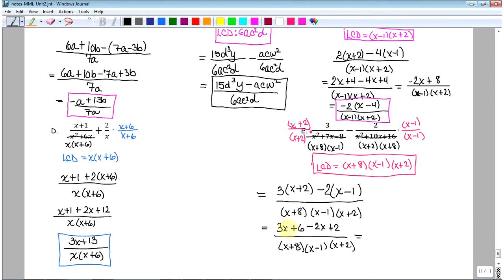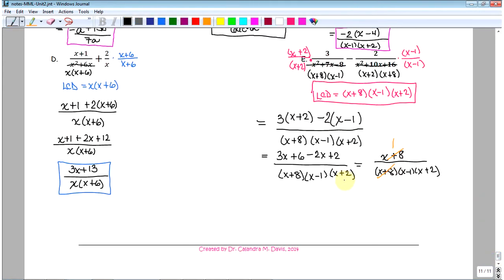When you combine your like terms, we'll have an x plus 8 in the numerator, all divided by that same denominator, x plus 8 times x minus 1 times x plus 2. So notice that our x plus 8's will cancel out. And that will leave us not with 0 in the top, but with a 1. So our final simplified answer is 1 over x minus 1 times x plus 2.